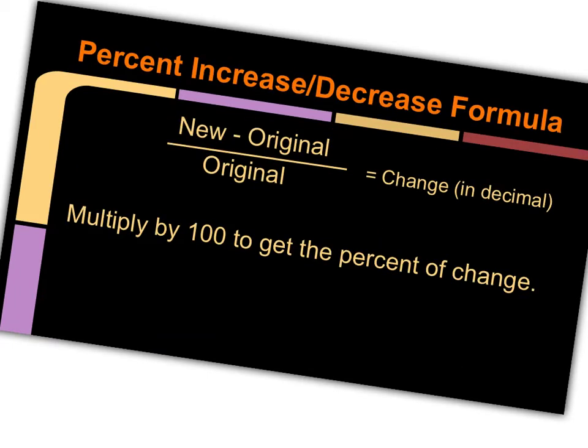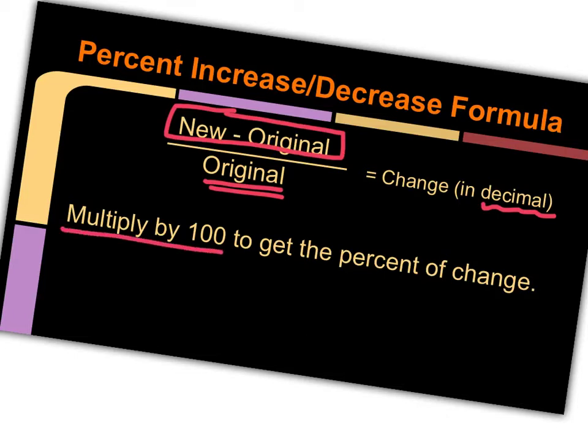How can we calculate that when it's not so easy as $2 and then $4? We have a formula. Basically, all you do is take the new price minus the original, subtract the two prices, and divide by the original price. That's the key. You always have to go back to the original price. That gives you the change, but in a decimal. In order to get the percent, you need to multiply by 100, and then you will know. Let's try a few.